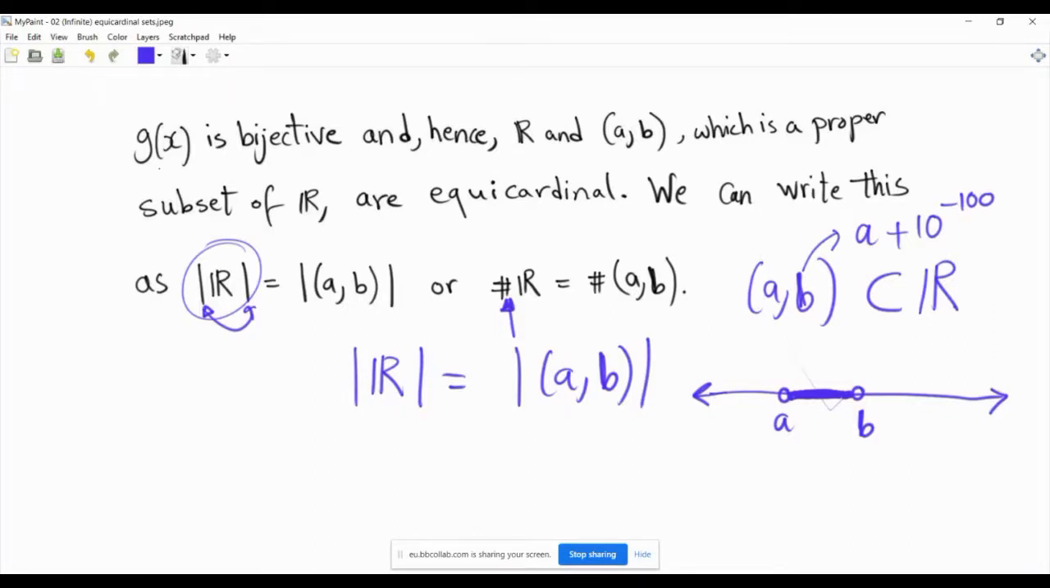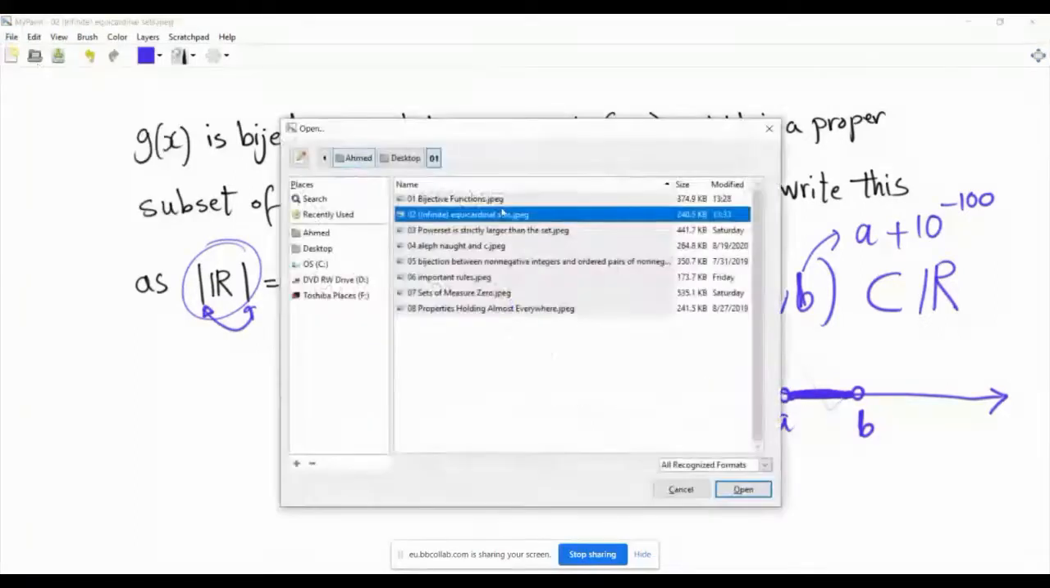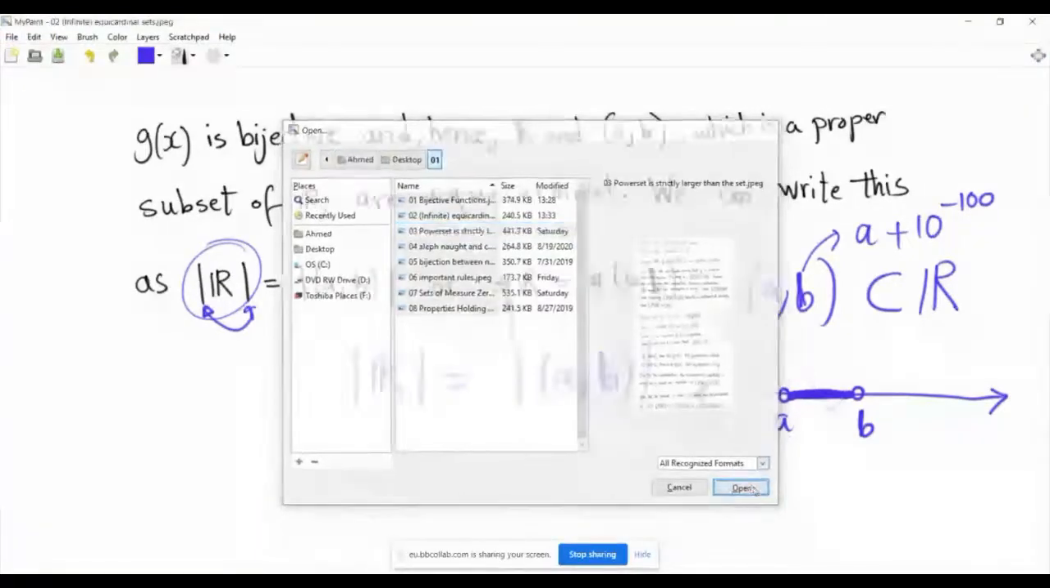The idea, which basically originated with the mathematician Cantor, is that you have two sets, x and y. If you can find a bijective function between the two sets, that's it. They are equicardinal. They have the same number of elements, and this is what will allow us to do comparisons between infinite sets. Okay, so let's go now to the power set.